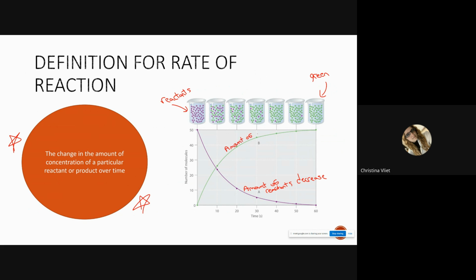Until all of your reactants are converted into products, assuming it's not a reversible reaction. So assuming that this is a reaction where A just turns into B, it's not reversible, this is what happens. Your reactants are converted into products.